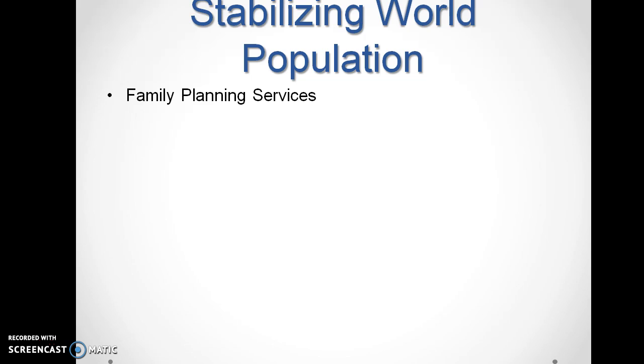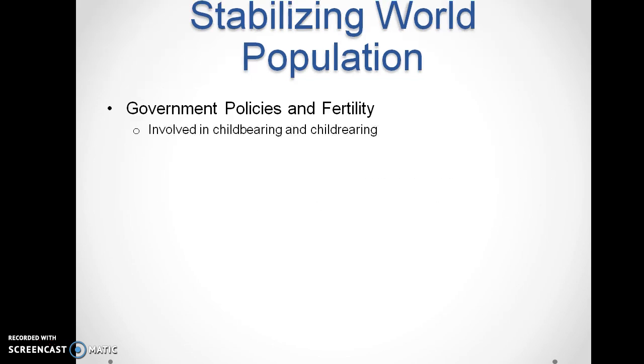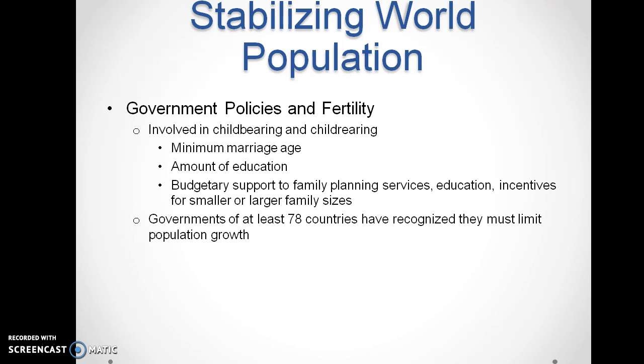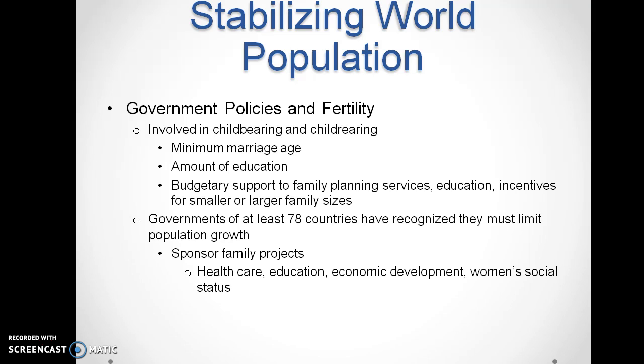And then also government policies. So if we have a minimum age to marry, if we have a minimum amount of education that children must have, if we have budgets for family planning services and things like this, all of these things can go a long way into reducing total fertility rates, which is the only way we're going to be able to control a growing human population. At least 78 countries' governments have recognized that they must limit population growth. This is a necessity, a need.